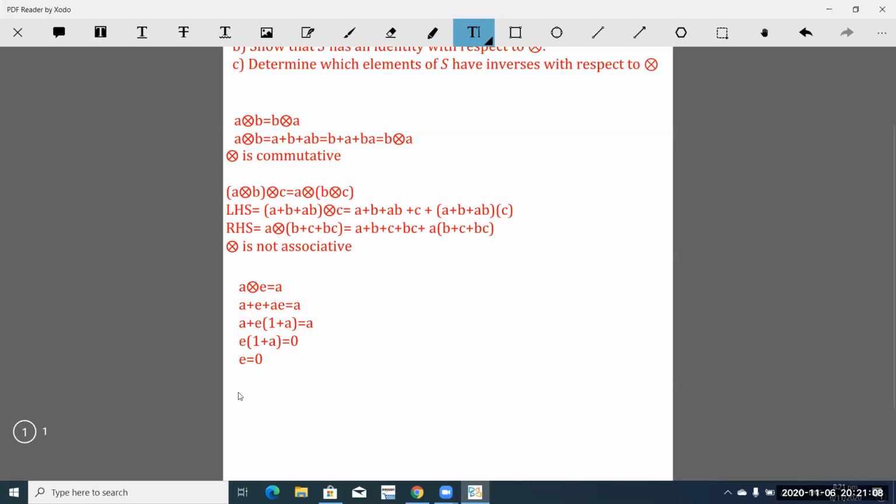Now let's do the last part. It says determine the inverses. How do we find the inverse?